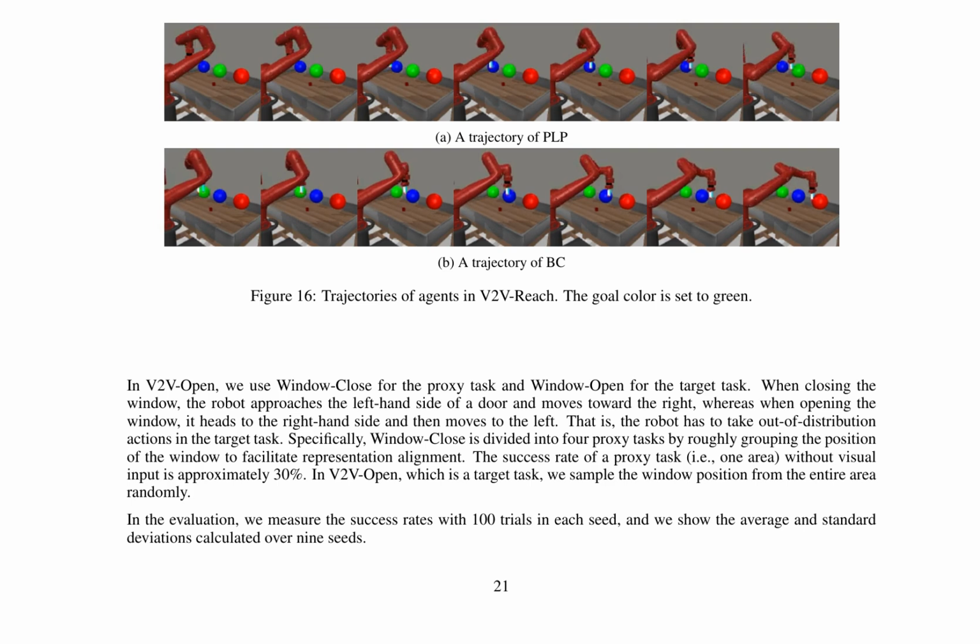In this task, the window area is divided into 4 proxy tasks to facilitate representation alignment and achieve better performance. The evaluation results are presented in terms of success rates with standard deviations calculated over 9 seeds, providing insights into the effectiveness and reliability of the algorithms in different scenarios and environments. Overall, this page highlights the significance of lifelong learning algorithms in enhancing the adaptability and efficiency of robots in various tasks, emphasizing their potential applications in real-world scenarios.